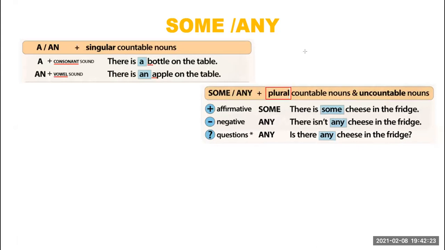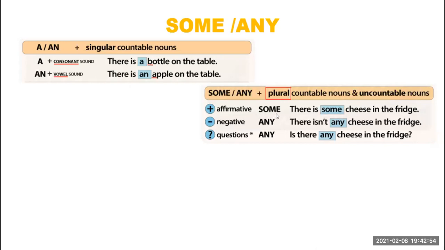Okay, let's see here. We use some for affirmative sentences, as your partner said before. Affirmative sentences. For example, there is some cheese in the fridge. Cheese is countable or uncountable? What do you think? Uncountable, right? Uncountable. Very good.